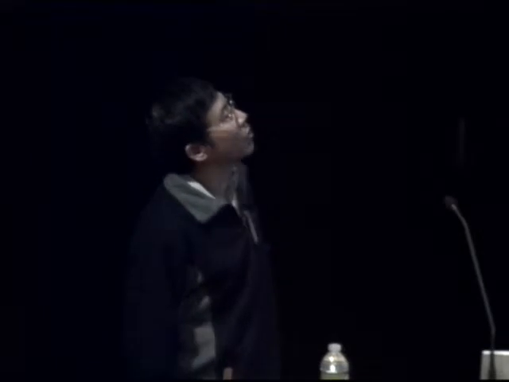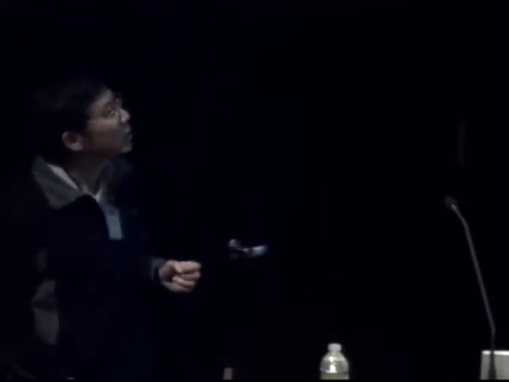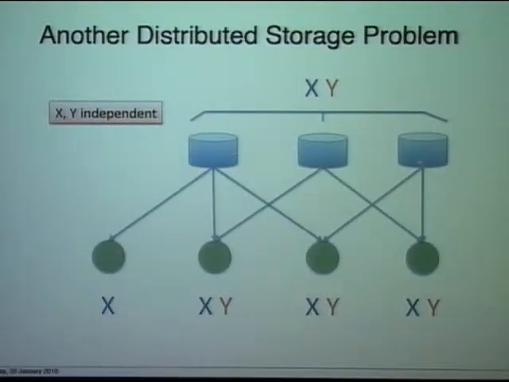Now let's take a look at a more elaborate situation. In this case, we have 3 disks and 2 information sources X and Y, and we assume that X and Y are independent. At the bottom, we have 4 nodes, each with its own connectivity, but they have different reconstruction requirements. The node on the left-hand side can recover X, while all the other 3 nodes can recover X and Y. So we ask, what is the necessary and sufficient condition for this to be possible?